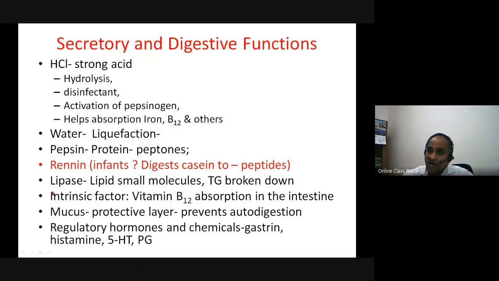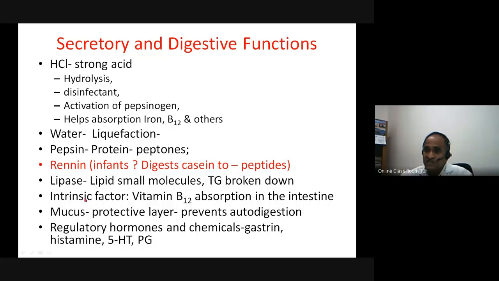Then we have another important factor, the intrinsic factor, known as Castle's intrinsic factor. This Castle's intrinsic factor is necessary for the absorption of vitamin B12 in the distal intestine. The intrinsic factor attaches with the extrinsic factor, that is vitamin B12, and the combination of these two is absorbed from the intestine.